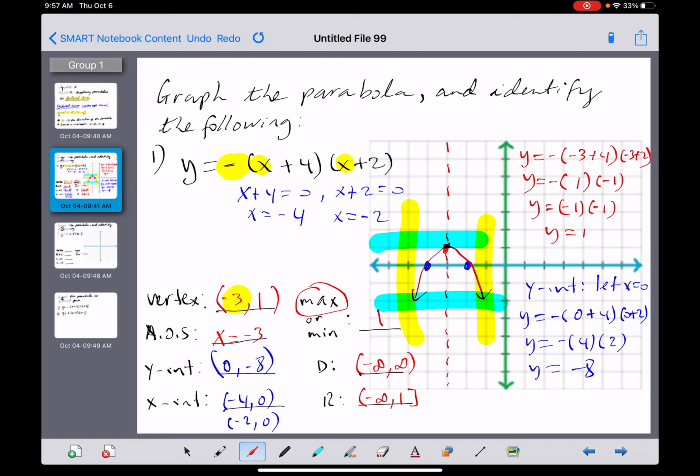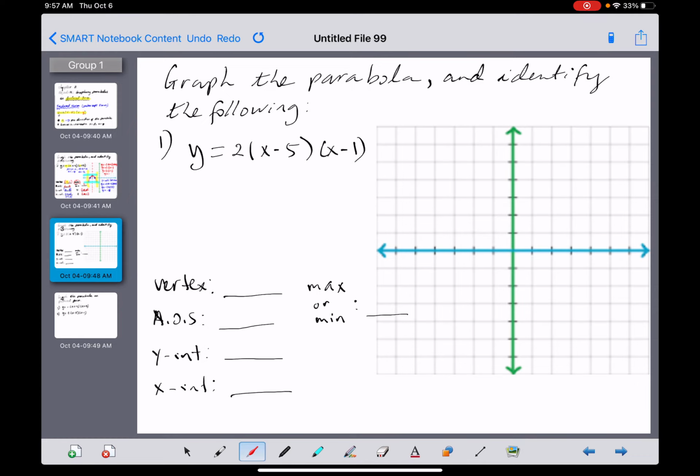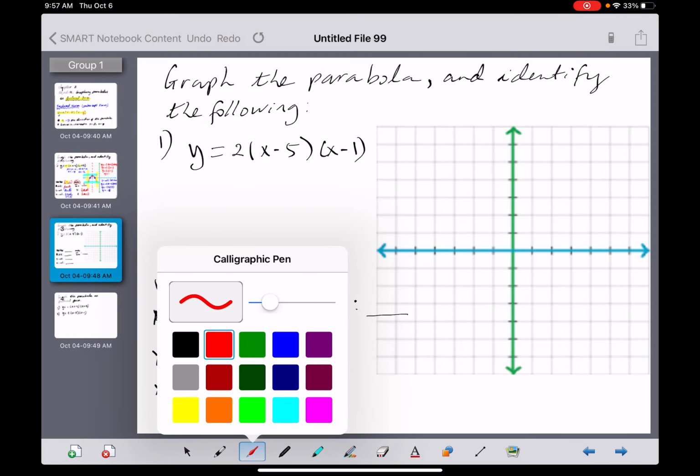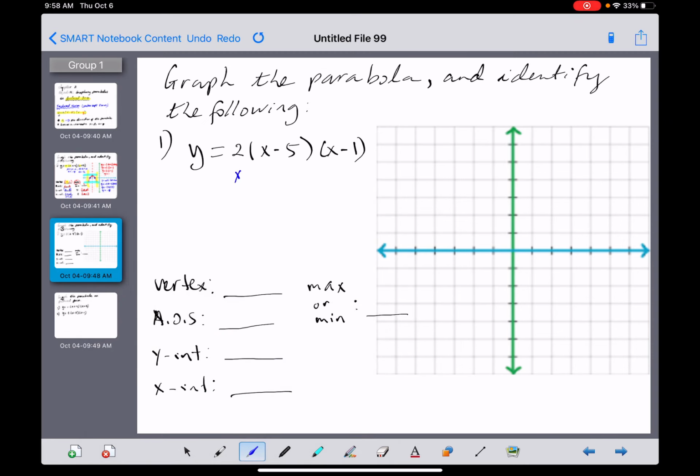Now, before you copy down my number 2, try to do it on your own and see if you get the answer. Once you're done, play the video and see if our answers match. Basically, try to do it on your own first. But here's how you would do number 2. To find the x-intercepts, I set this equal to 0 and that equal to 0. So x equals 5 and x equals 1.